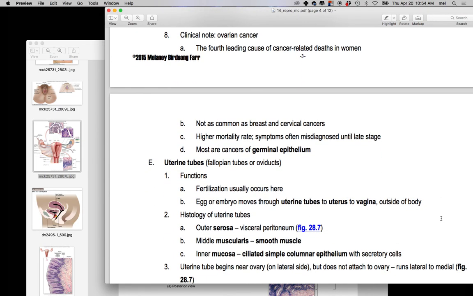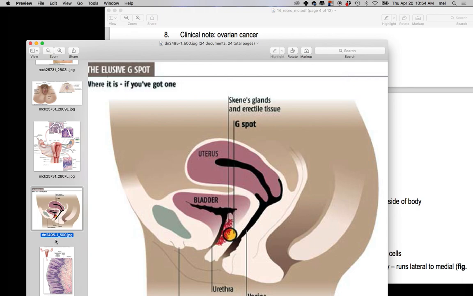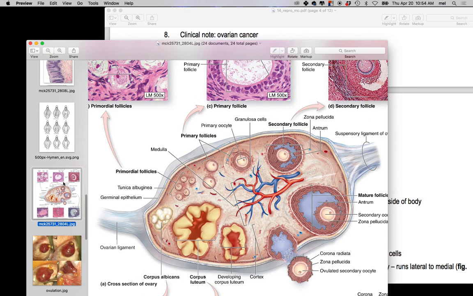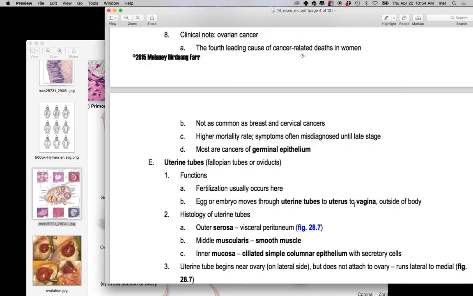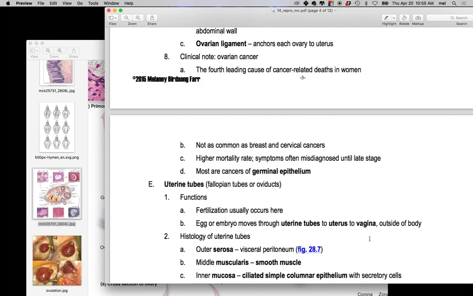Okay. Ovarian cancer, briefly. We talked about it at the beginning of the semester. Let's revisit it. Ovarian cancer, not surprisingly, occurs in the epithelial tissues, because most cancers do. So the germinal epithelium here will start to divide abnormally. We don't know why, but we do know that it's the fourth leading cause of cancer-related deaths in women. It's not as common as breast and cervical cancer, but it usually gets diagnosed too late.